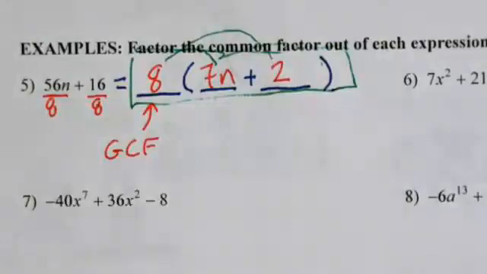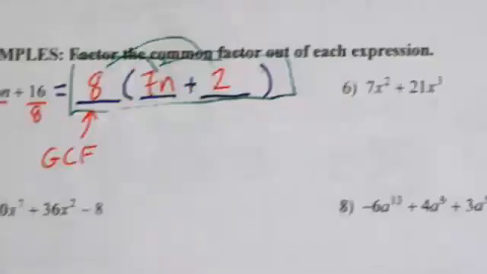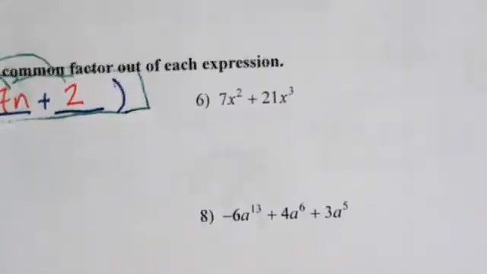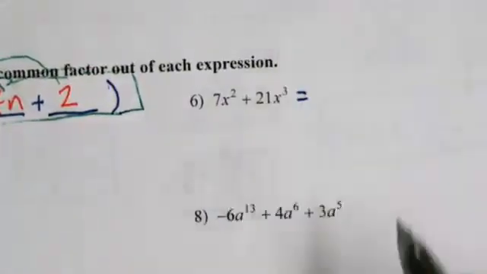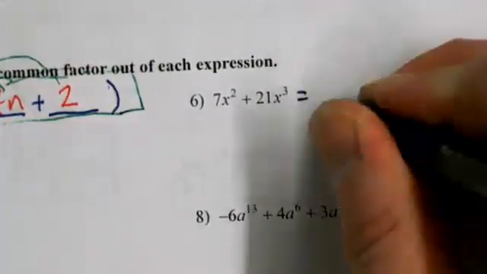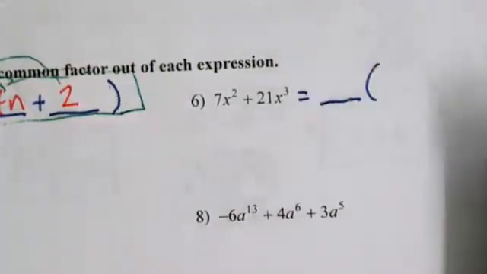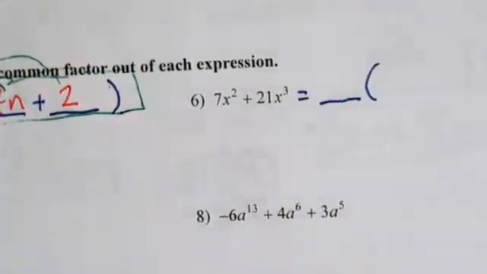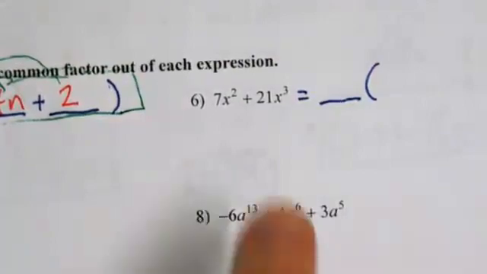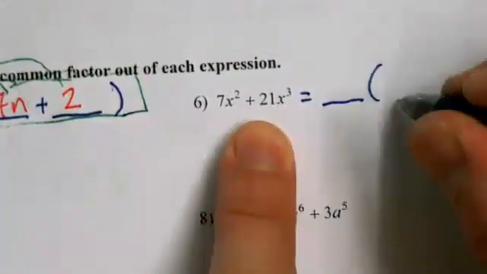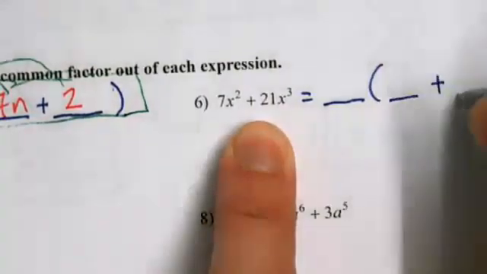All right, let's work through a couple more of these because they do get a little bit trickier when we have some more variables involved. So number 6, we'll start it off the same way. I know that my answer is going to have some GCF in front of a set of parentheses. And inside the parentheses, there will be the same number of terms that I started with. In this case, it's 2 with a plus in between.